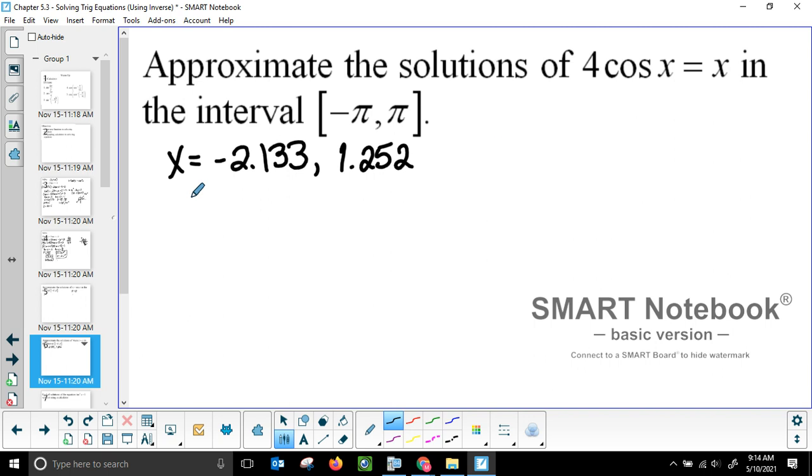Okay. Are we okay with how to graph these and find intersections? Okay.